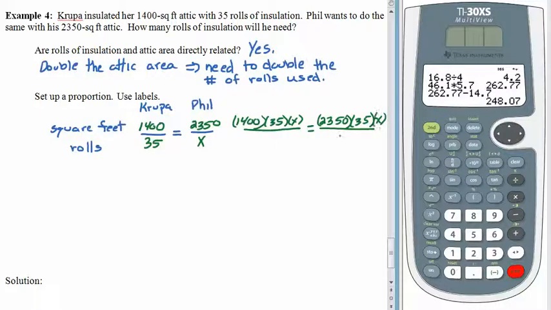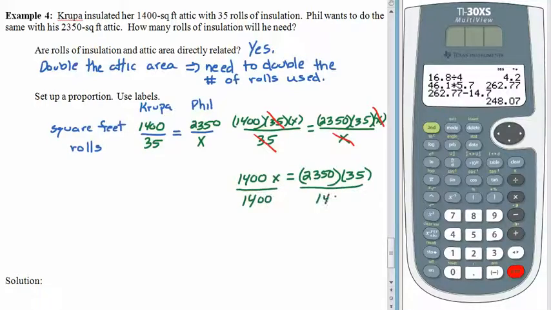And don't forget that we still had an x in the denominator on the right-hand side and the 35 in the denominator on the left. Right, x's cancel, 35's cancel, and we see what we have. 1,400 times x is equal to 2,350 multiplied by 35. And of course from here, you know it's nice and smooth. Isolate the variable by dividing by that coefficient.